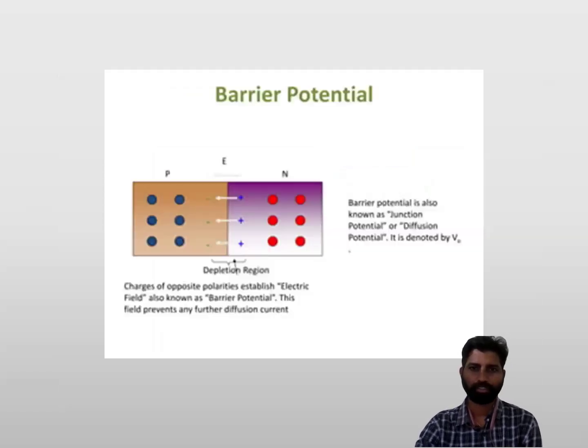So what is the barrier potential? The barrier potential is also known as a junction potential or diffusion potential. It is denoted by VB. You can see it on the diagram.